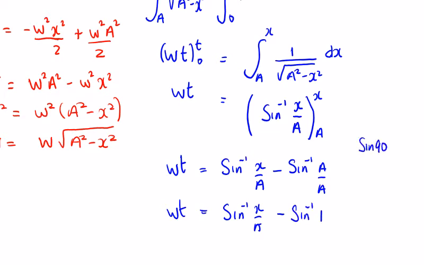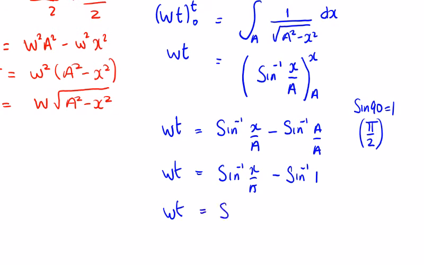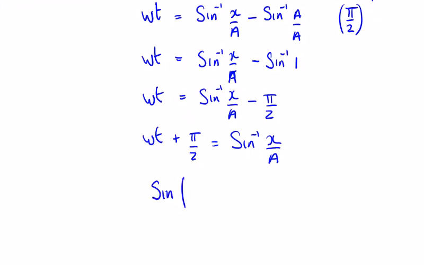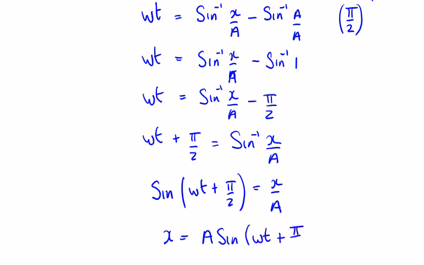Well, the sine of 90 is equal to 1. Then we won't write 90 degrees here. We're going to write pi over 2 to keep it in simpler form. So wt is equal to the inverse sine of x over a minus pi over 2. So wt plus pi over 2 is equal to the inverse sine of x over a, which means the sine of the left hand side is equal to the right. So the sine of wt plus pi over 2, quite a tricky question, is equal to x over a. So now we actually have x on its own. x is equal to a times the sine of wt plus pi over 2.